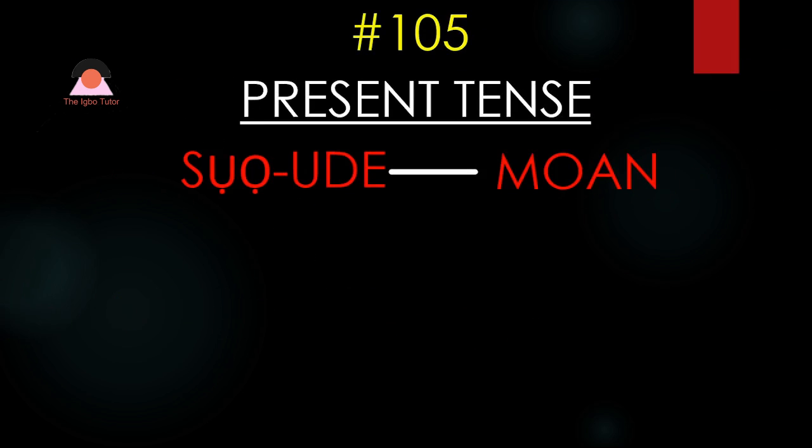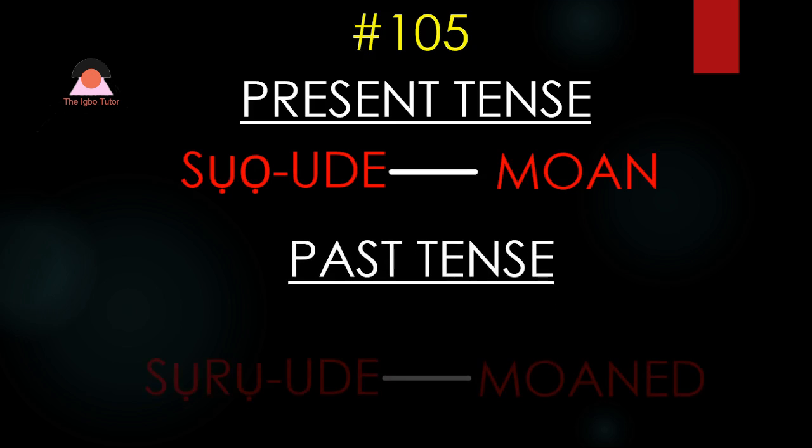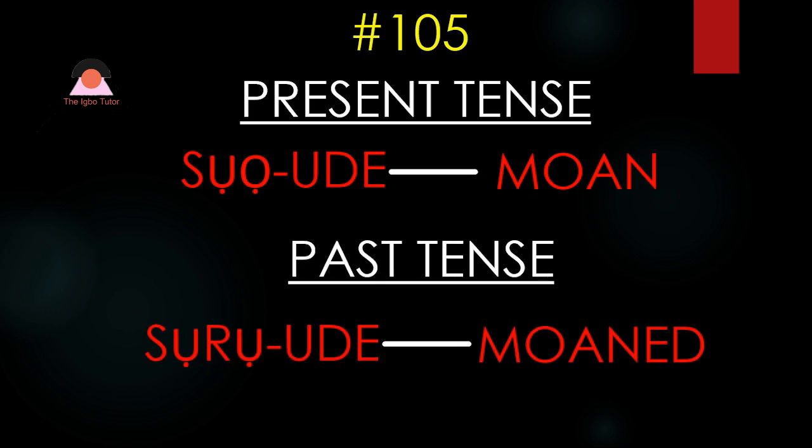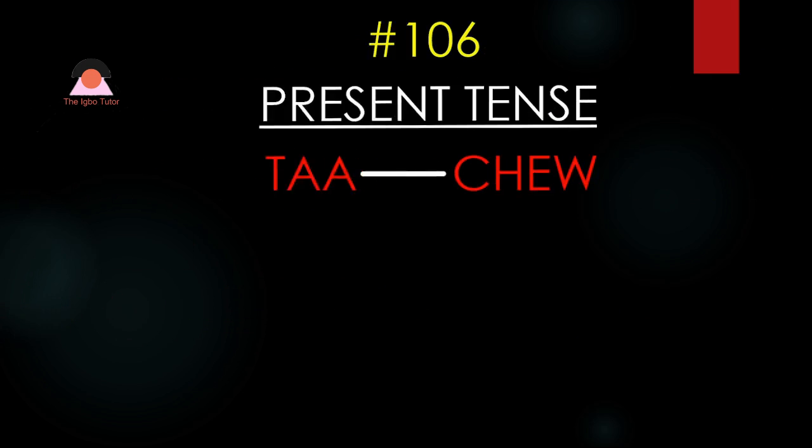And the word is suo ude, which means mourn, for pleasure or for pain. Suo ude. What is the past tense of suo ude? It is soro ude, compound word again. First word to be changed. Second word remain the same. Soro ude, mourned. Okay, we go to 106.